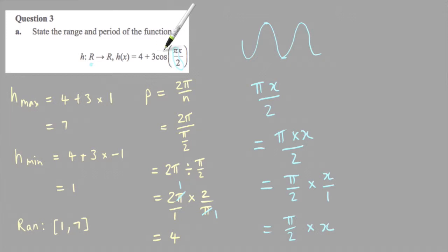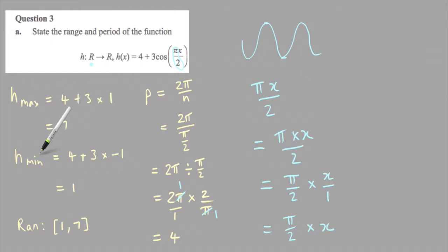4 plus 3 times the biggest value of a cos function, which is 1. So as long as the cos function is repeating like this, the biggest value will be 1. And because the domain here is all reals, that means that the graph will be doing this, which means it will reach its maximum value and it will also reach its minimum value. So therefore, I can make this statement, which is correct, and then 4 plus 3 times 1 equals 7, and that's the maximum value of the h function.